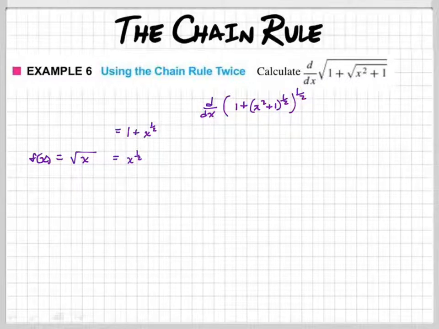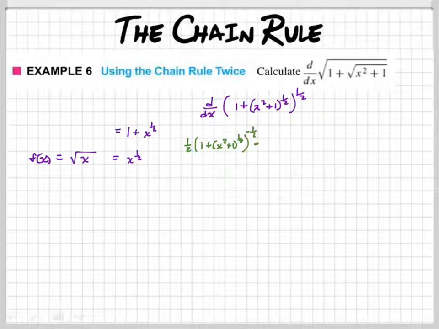So let's do this first one. We drop the 1/2, so it looks like this. It goes 1/2, and then we're multiplying it times everything inside. And then I have to take 1 away from the 1/2. Then we're going to multiply it.